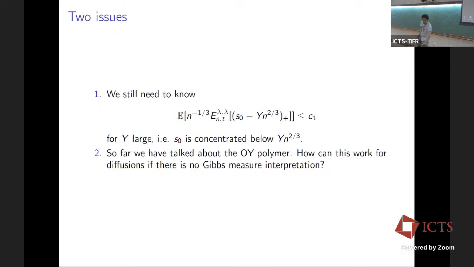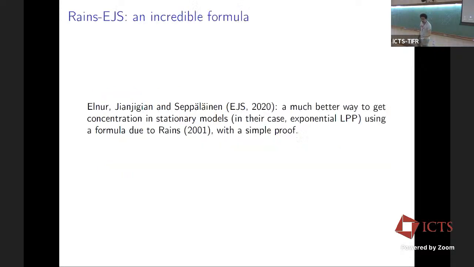So let me just write the two issues. One issue is we still need to show this, even in your case, and the second issue is we don't know what the Gibbs measure is. But this is actually where this Rains-EJS formula will come in. This Rains-EJS formula will allow us to control that term. It will allow us to control that term in a much easier way than was done until now, because we'll be able to directly get exponential concentration on the correct scale for SCO+.